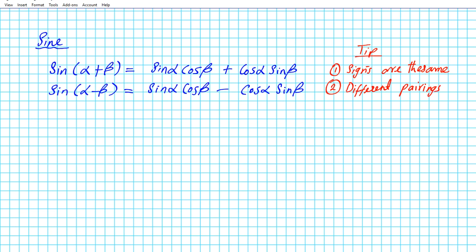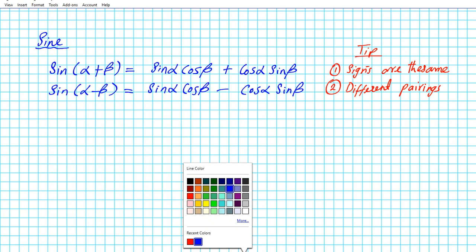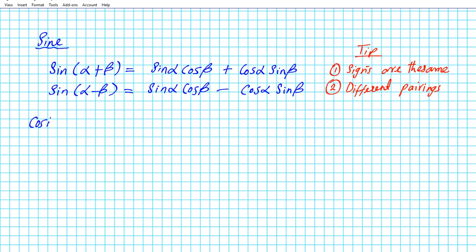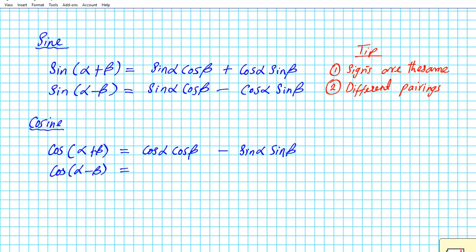All right, now let's take a look at the cosine sum and difference identities, and you will see how the observations we made for sine can also help us remember them. If you have cosine of alpha plus beta and you apply the sum identity for cosine, it's going to be cosine alpha cosine beta minus sine alpha sine beta. And if you have cosine of alpha minus beta and you apply the identity, you're going to have cosine alpha cosine beta plus sine alpha sine beta.